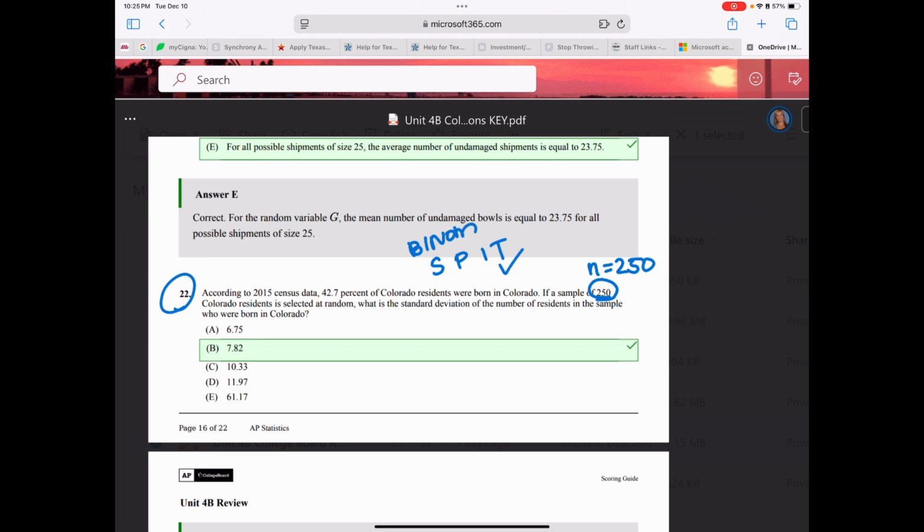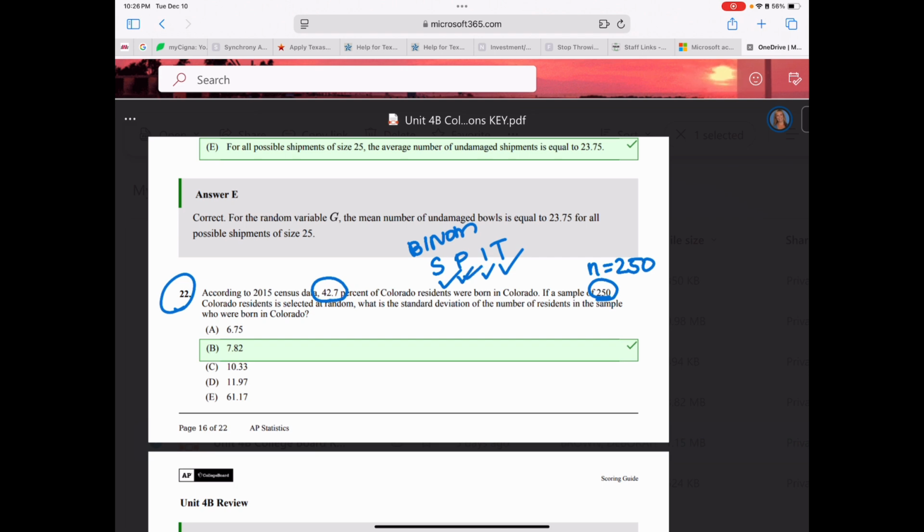If they're selected at random, what's the standard deviation of residents in the sample born in Colorado? And so I'm like, okay, each one born is going to be independent from the next. It tells me the data, 42.7% of the residents, so I'm going to say the probability is the same. And the success failure, Colorado, not Colorado. So I'm like, okay, this is binomial.